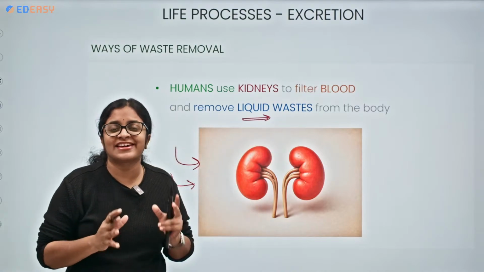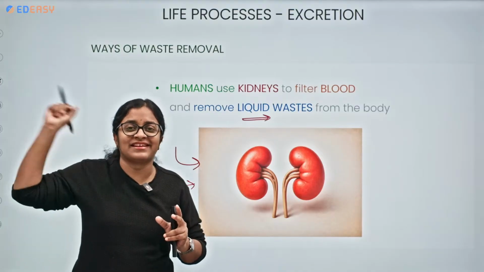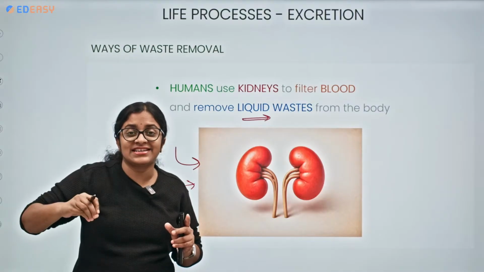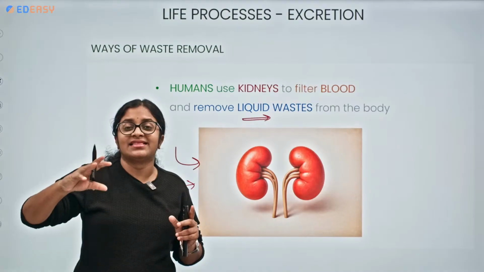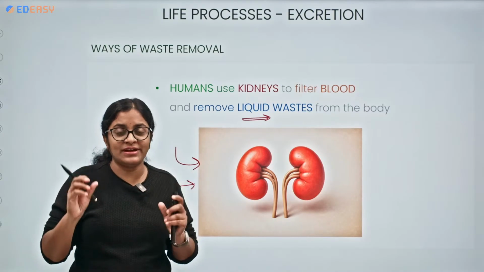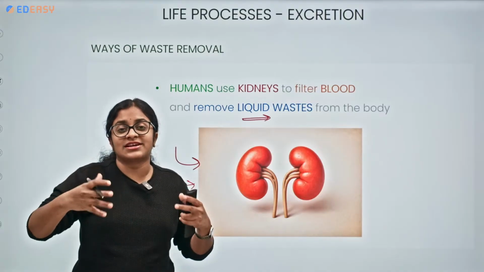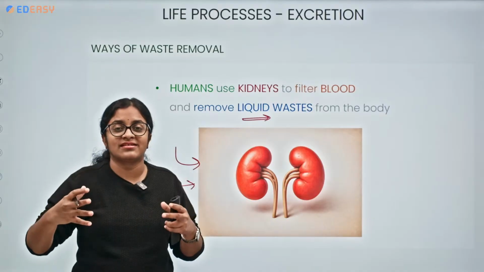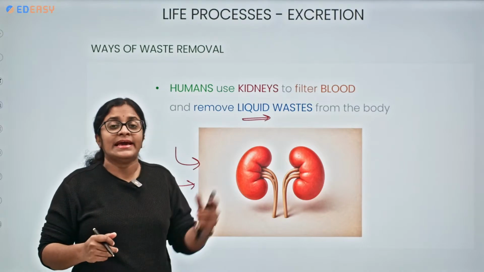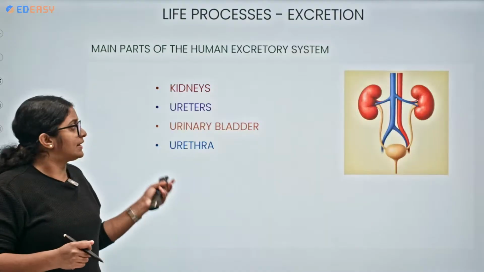Now you might have a question: what about the large intestine of the digestive system? Remember, we discussed that the large intestine, particularly the rectal region, temporarily stores the undigested food, the waste substances. When the urge comes, the undigested food is eliminated through the anal region. Here, in contrast, there is a removal of liquid waste from the body.